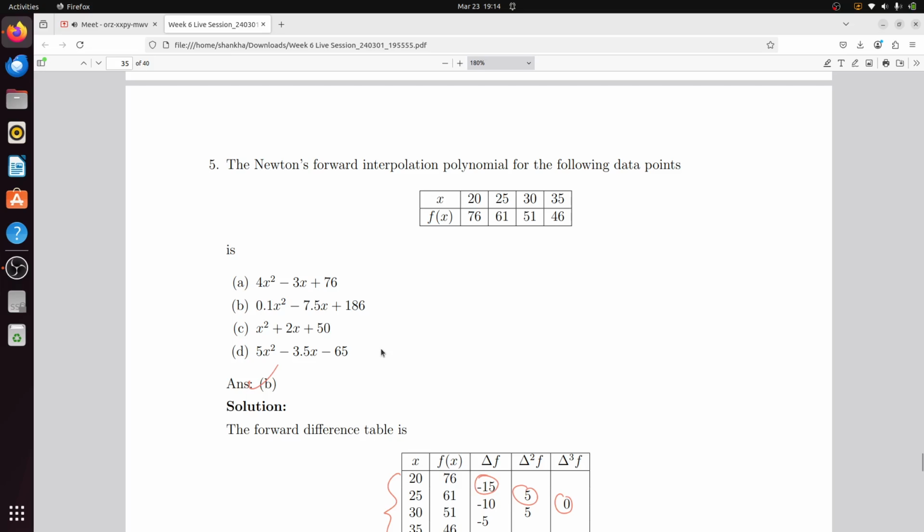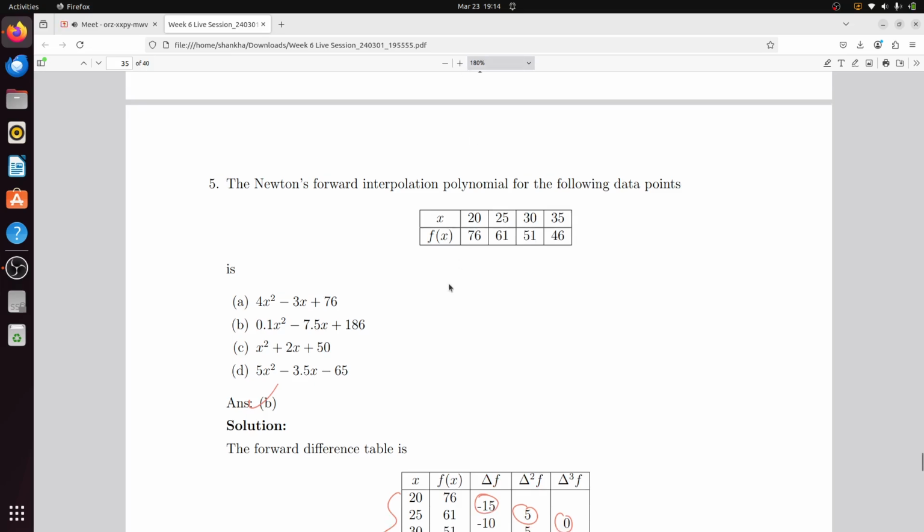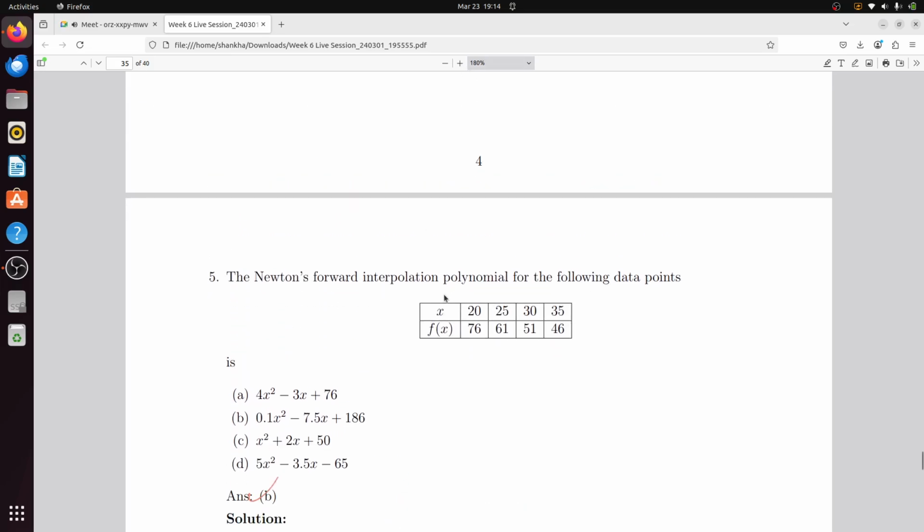Next, can you solve it? The answer is B. I am giving you 2 to 3 minutes, just solve it.